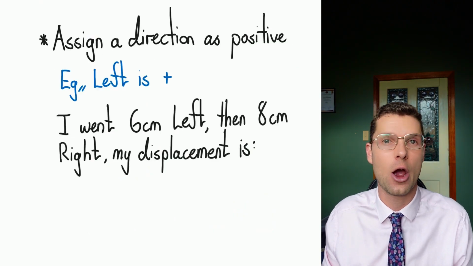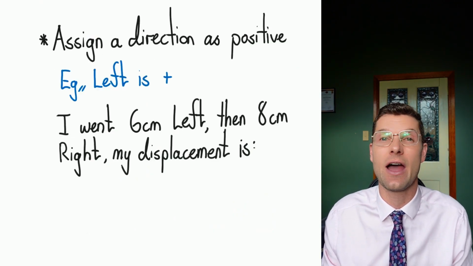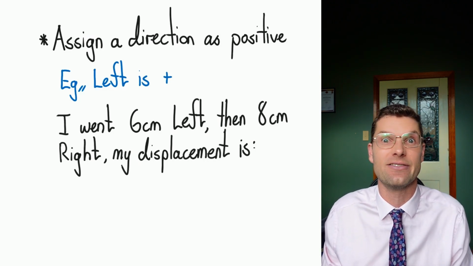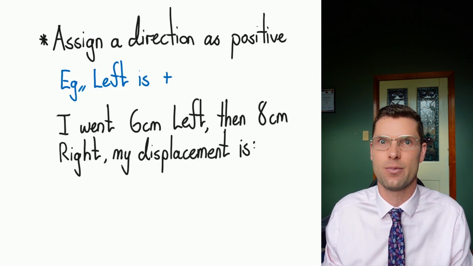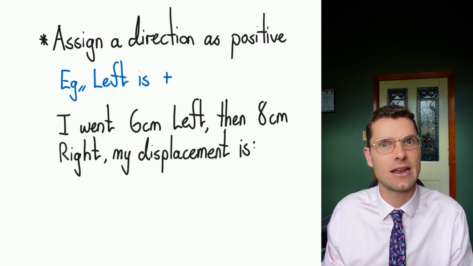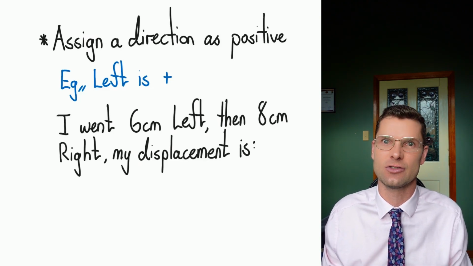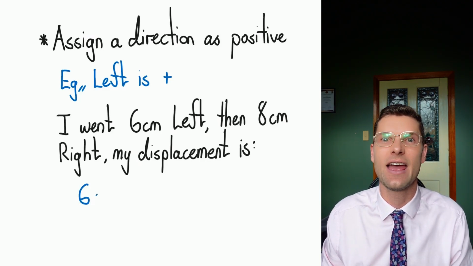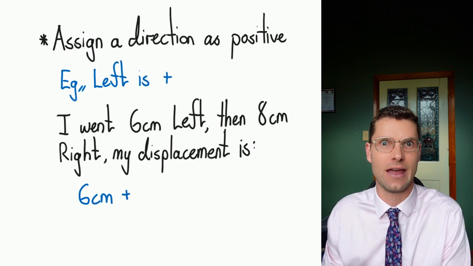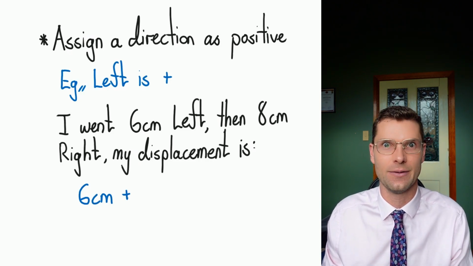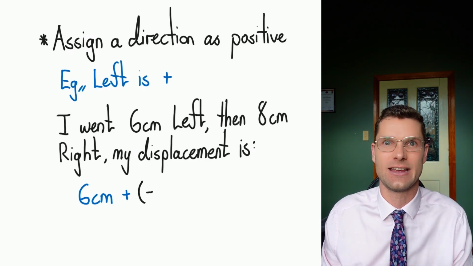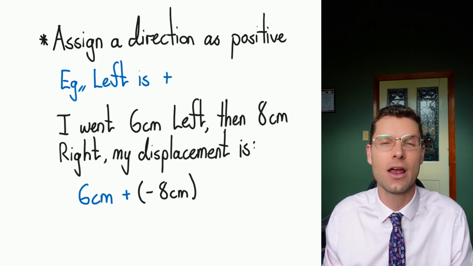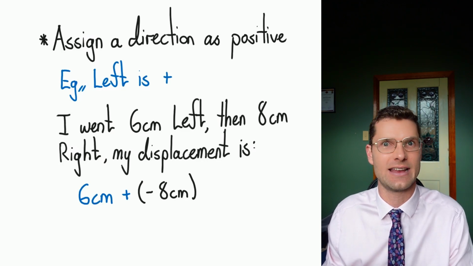So one thing that could help you out with these questions is I want you to assign positive or negative to a direction. So for example, let's just say that left in this example is definitely positive. So if I go 6 centimeters left and then 8 centimeters right, the mathematical equation that I do instead of drawing something out is that I went 6 centimeters left plus 6, definitely. And then plus I went 8 centimeters to the right. Because right in this example is negative, I've gone plus minus 8.